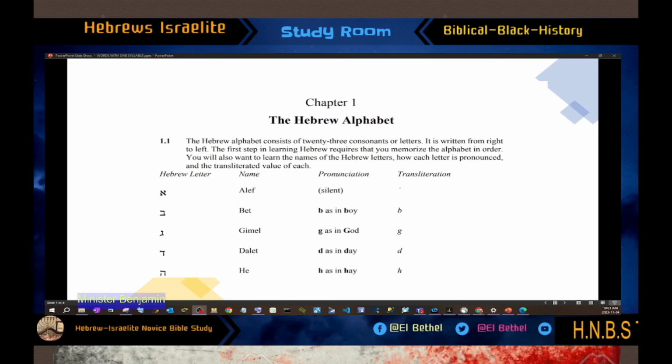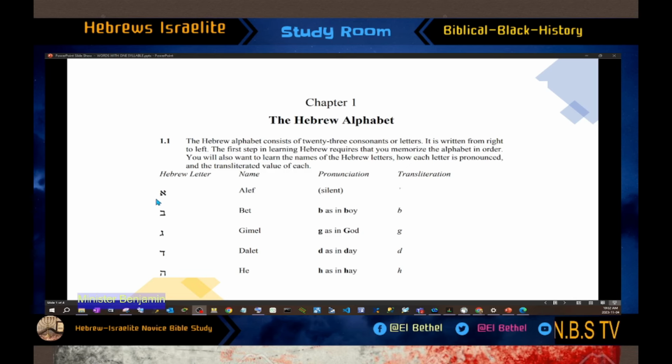You will also want to learn the names of the letters, which, when you're just starting out, is not a must. The sounds are more important than the actual names, right? Keep that in mind. How each letter is pronounced, that's more important, and the transliteration value of each is also important. So this first letter here, I'm not sure if you can see my mouse pointer.